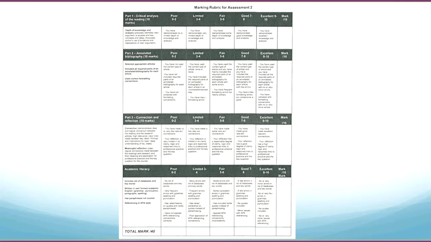You'll notice part 1 on this one says critical analysis of the reading. This is one of the most frustrating things I've seen as an academic developer: the term critical analysis seems to have become a flavor of the day in the last 5 years. We see an awful lot of learning outcomes that say critically analyze.